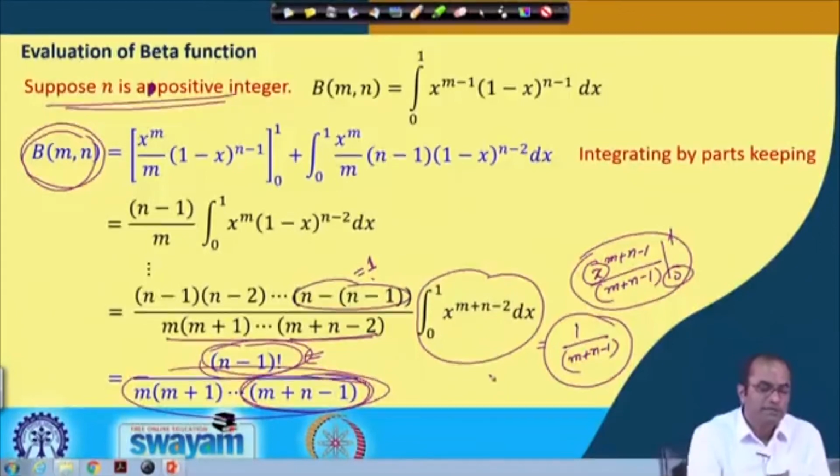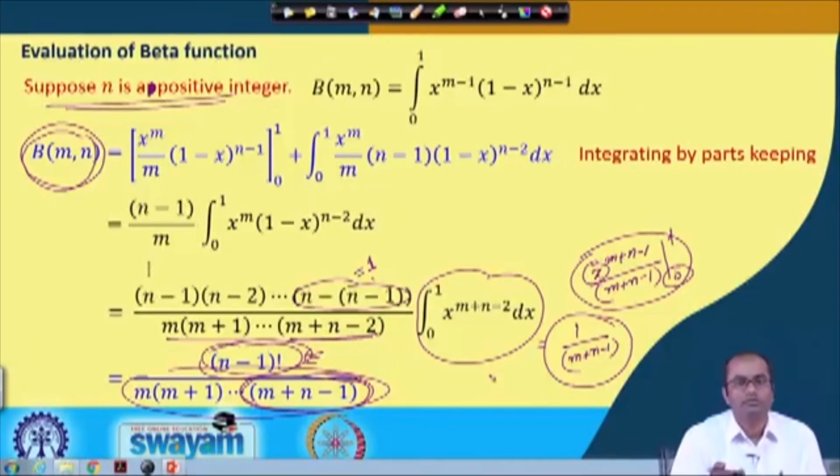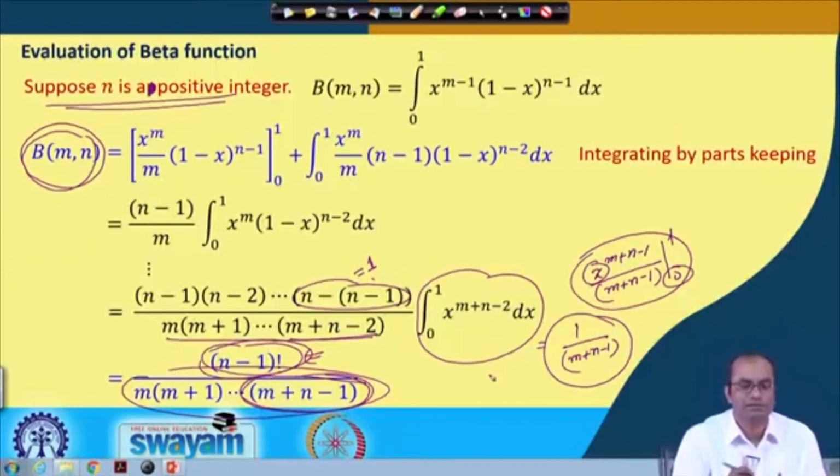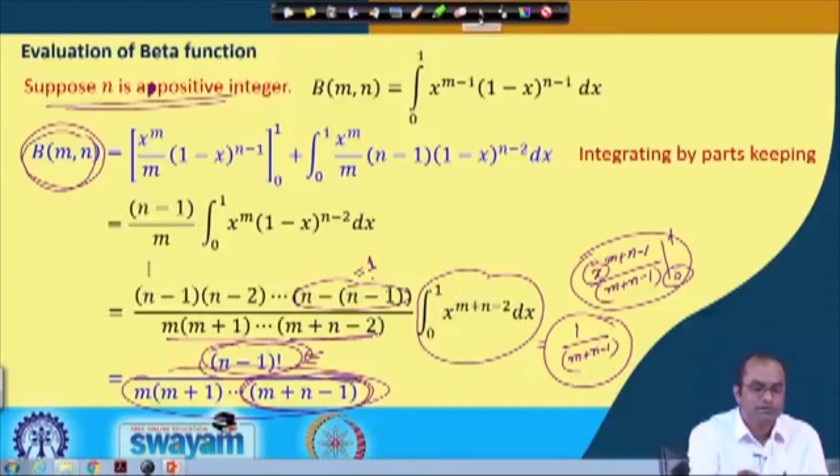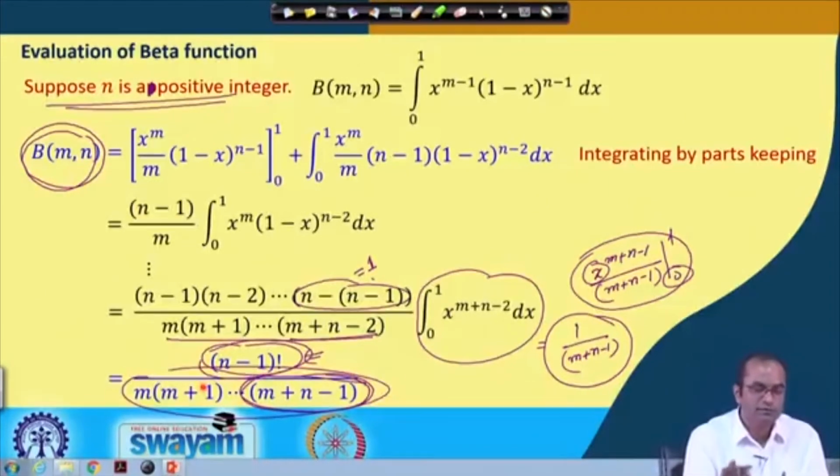So, the same thing we can do when we assume m to be positive, and noting that beta is a symmetric function, which we have just seen before. So, there are absolutely no issues, we will get the similar formula, where this m will be replaced by n.